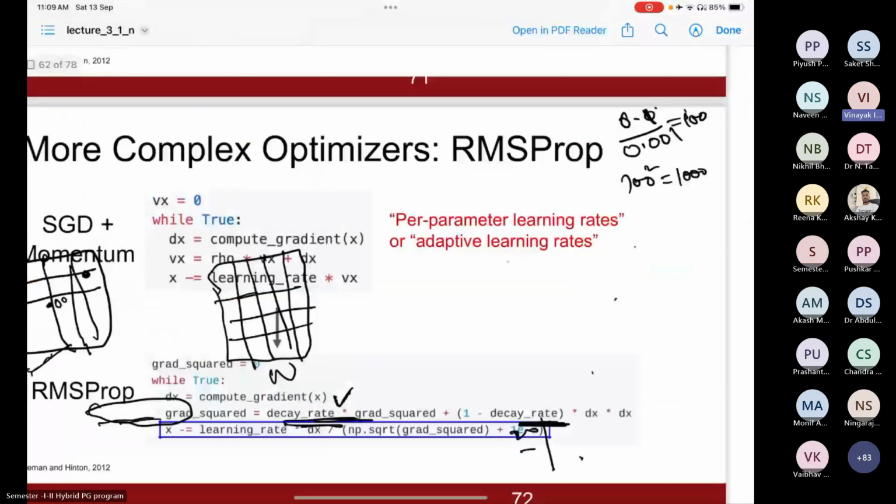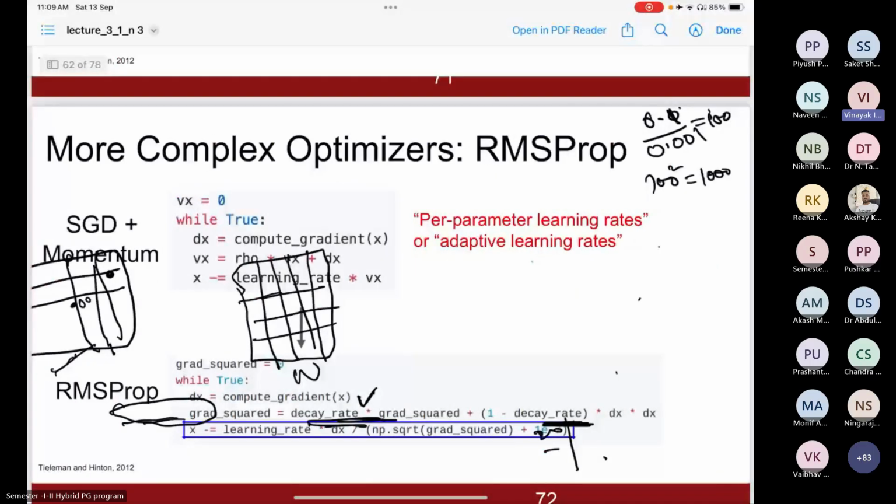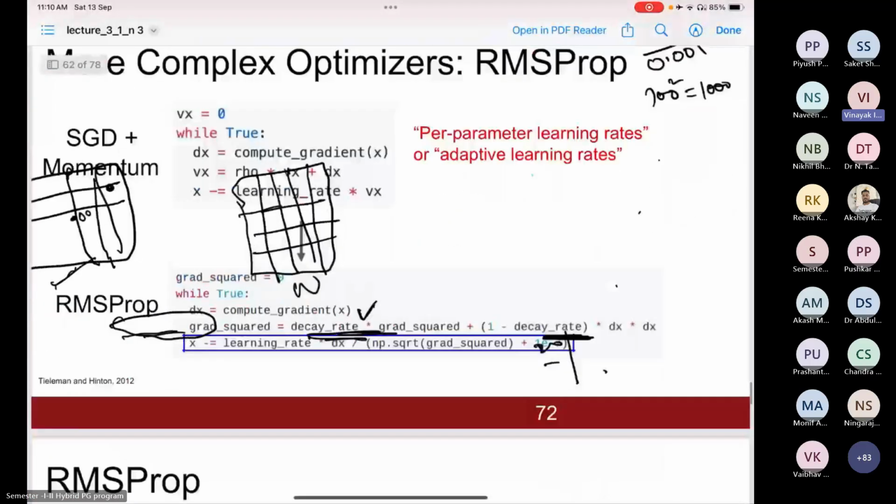Sir, that matrix portion, I didn't get the last portion which you just explained.